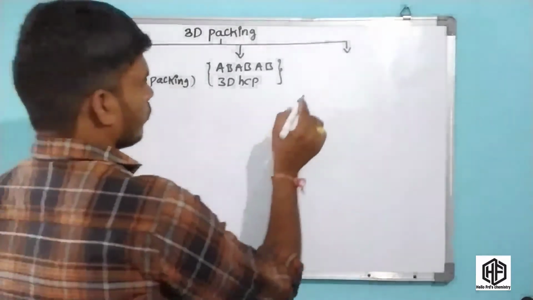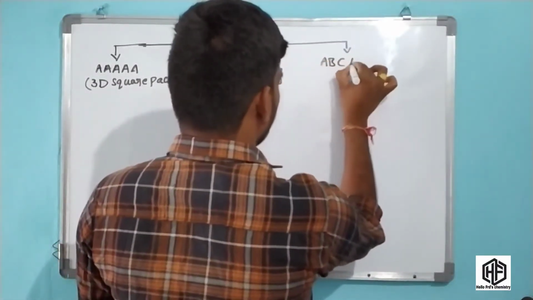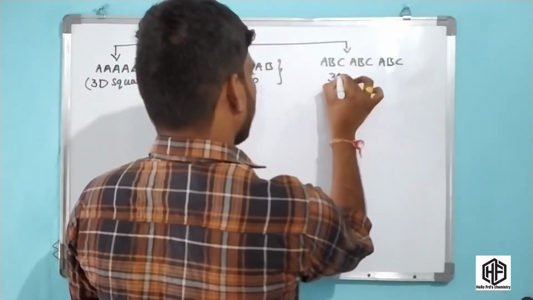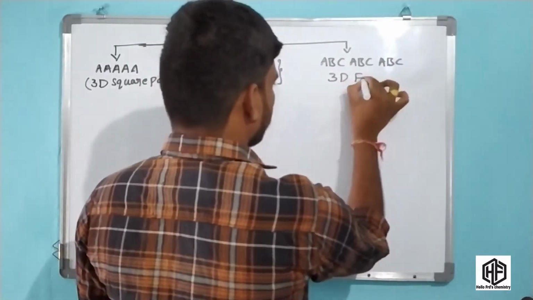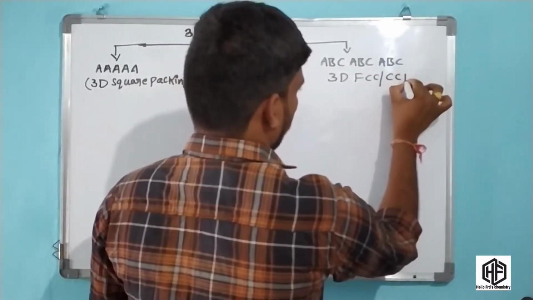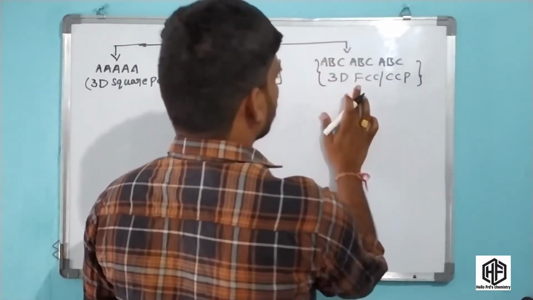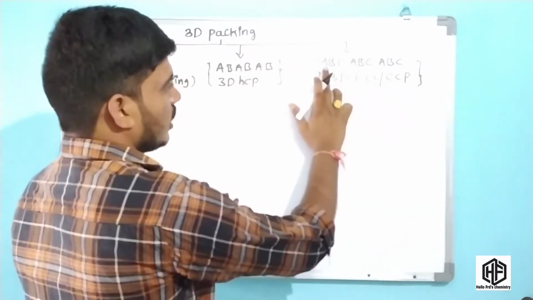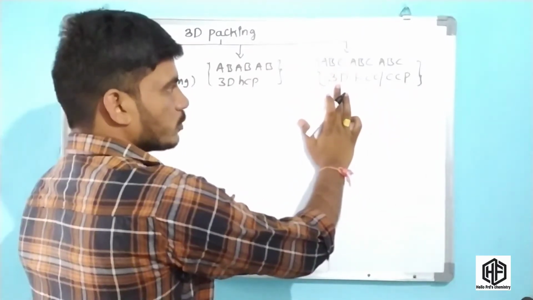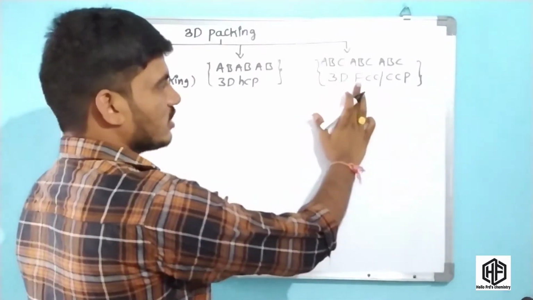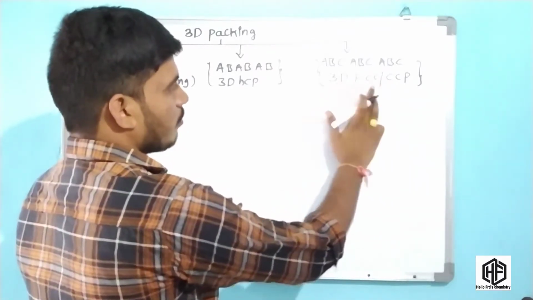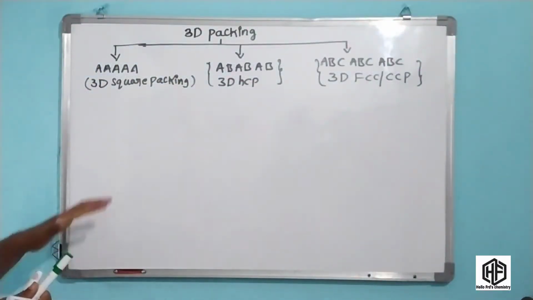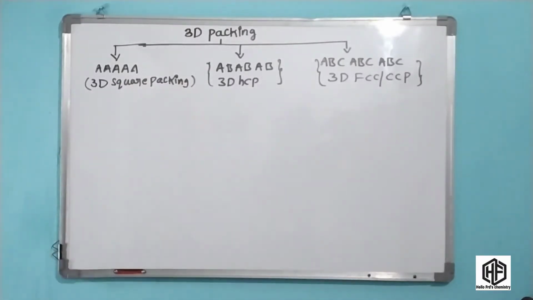And the next one is the ABC close packing, that is called three dimensional FCC or CCP. Okay friends, FCC means face centered cubic close packing, or cubic close packing. This ABC type close packing is called three dimensional face centered cubic close packing, or three dimensional cubic close packing.